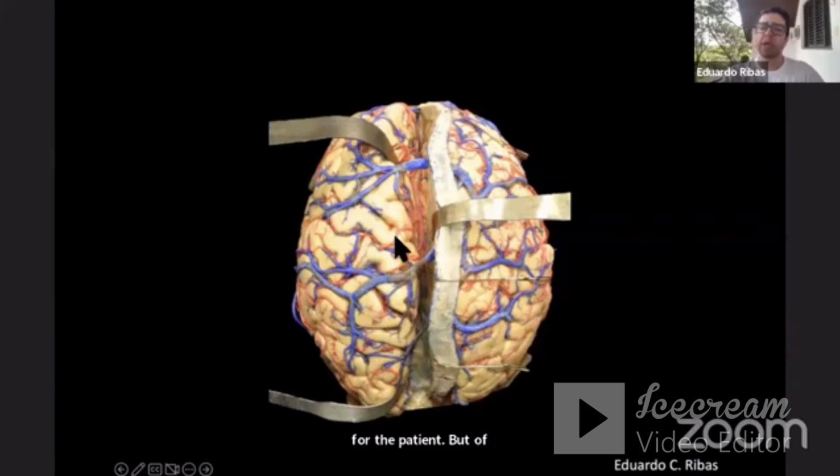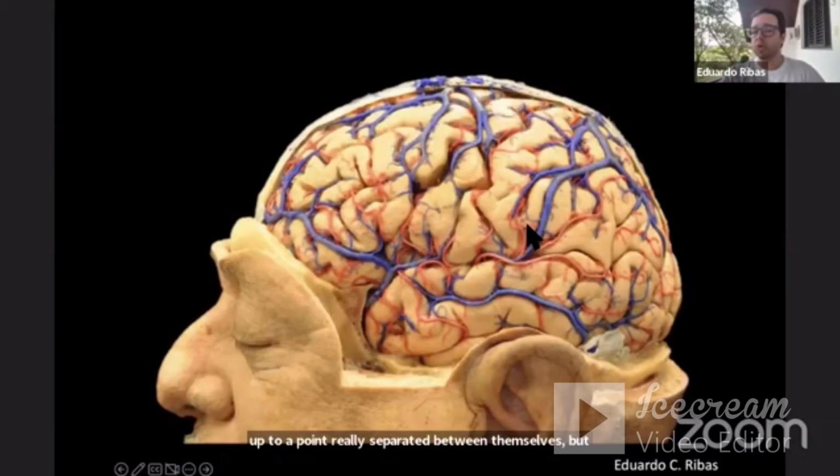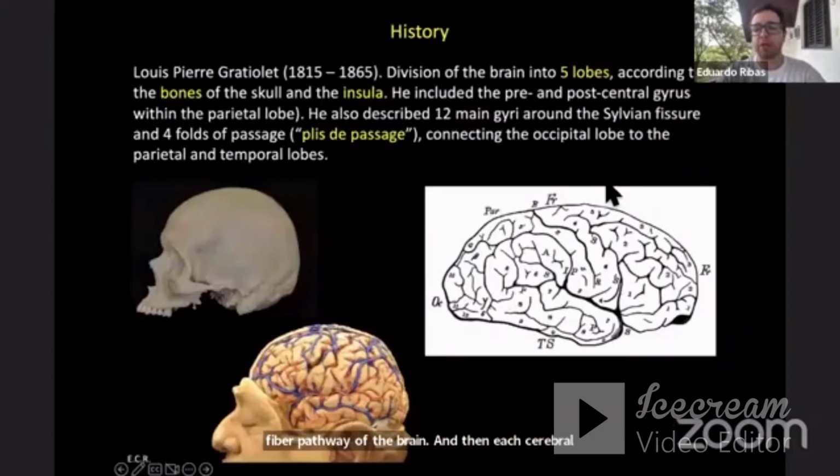So understand the cerebral hemispheres are, up to a point, really separated between themselves, but connected by the corpus callosum. This is the major commissural fiber pathway of the brain. And then how will we divide each cerebral hemisphere? Louis-Pierre Gratiolet came with this idea of subdividing the cerebral hemisphere into different lobes. He put 5 different lobes.